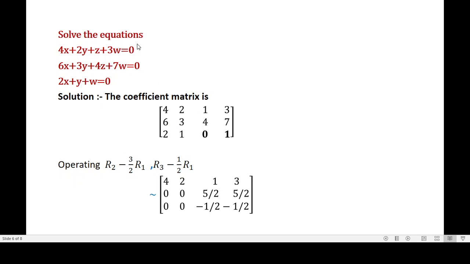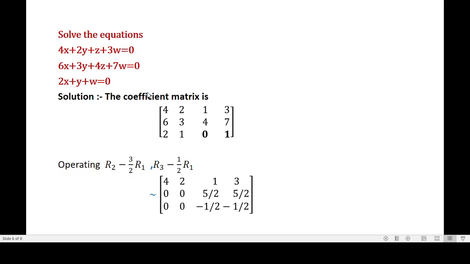Solve the equations 4x plus 2y plus z plus 3w is equal to 0. 6x plus 3y plus 4z plus 7w is equal to 0. And the third equation is 2x plus y plus w is equal to 0. So there are three equations and four unknowns or four variables, namely x, y, z and w.